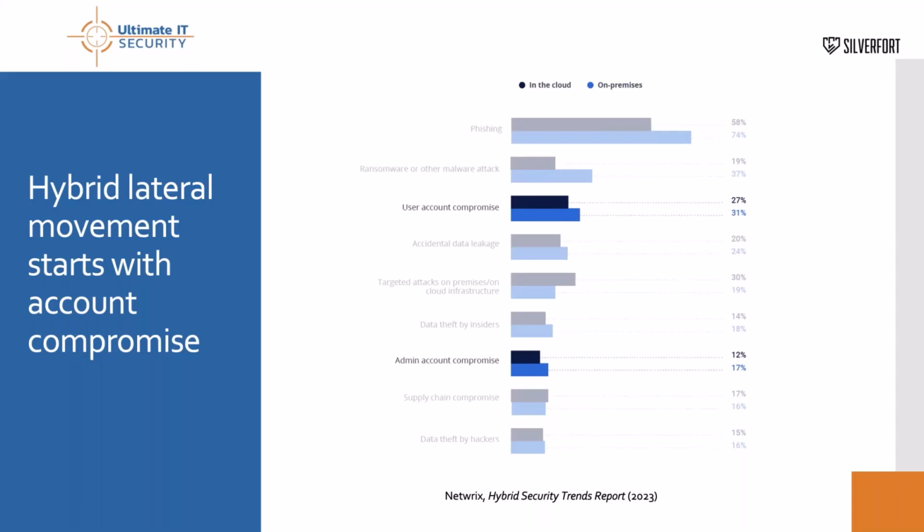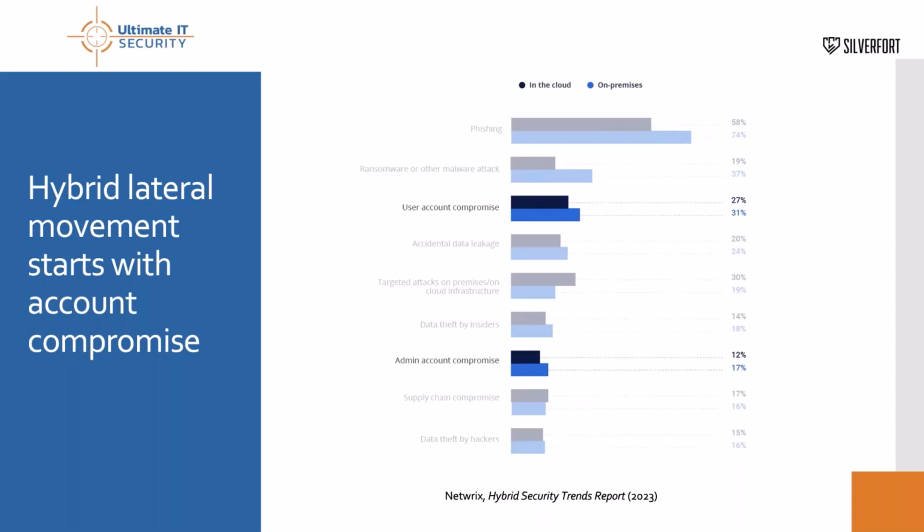Now, the percentages aren't like 87%, they're lower percentages, but what I did find interesting is that they're not equal. I know that 12 and 17% are not the same thing, but it's not like one of them is 48 and one of them is 4. They're kind of in the same ballpark. Same thing on user compromise, both the cloud and on premises. These are the percentage of organizations that have experienced either user or admin account compromise, either in the cloud or on premises in the last 12 months.